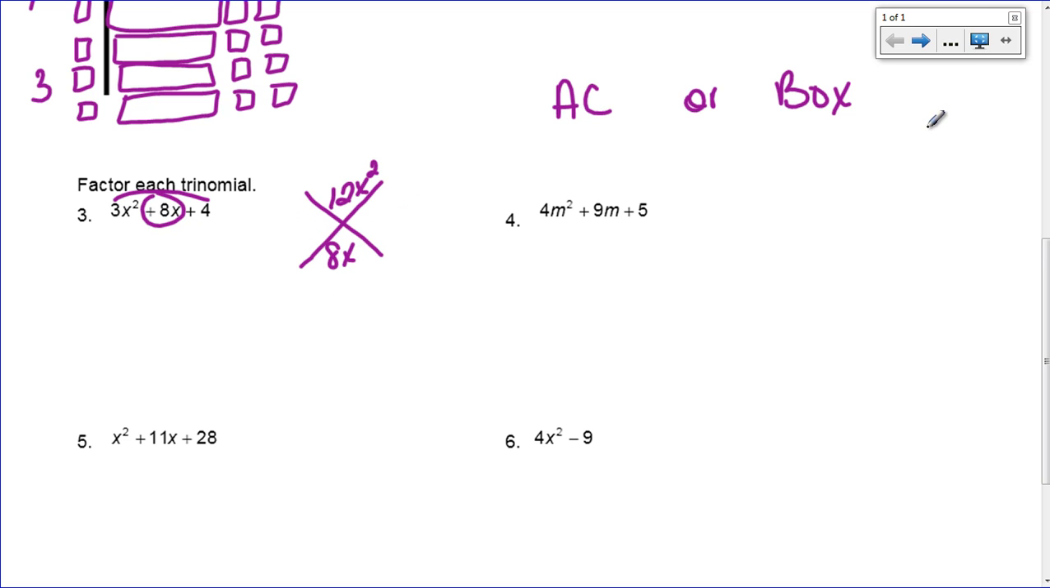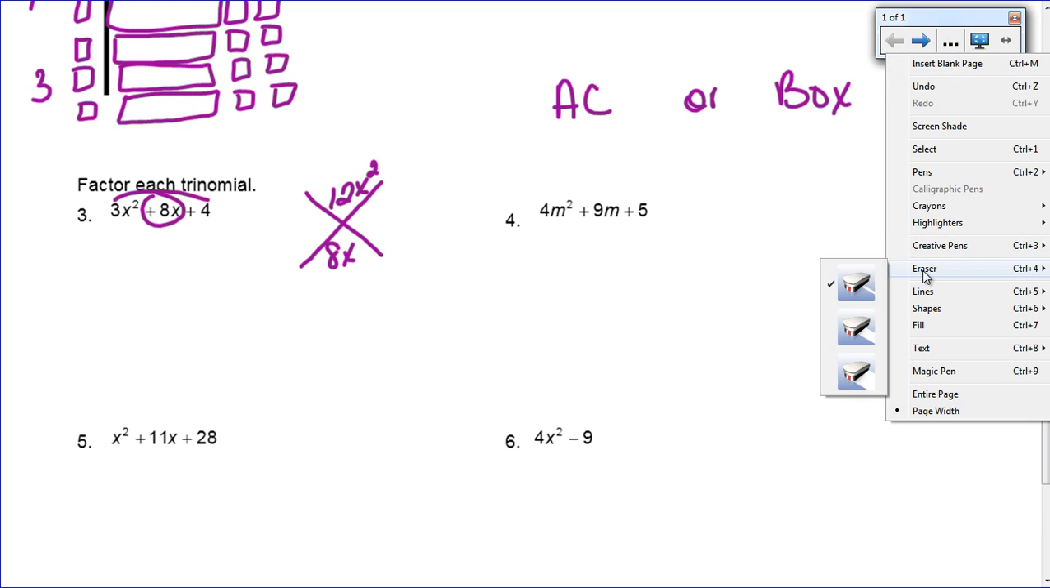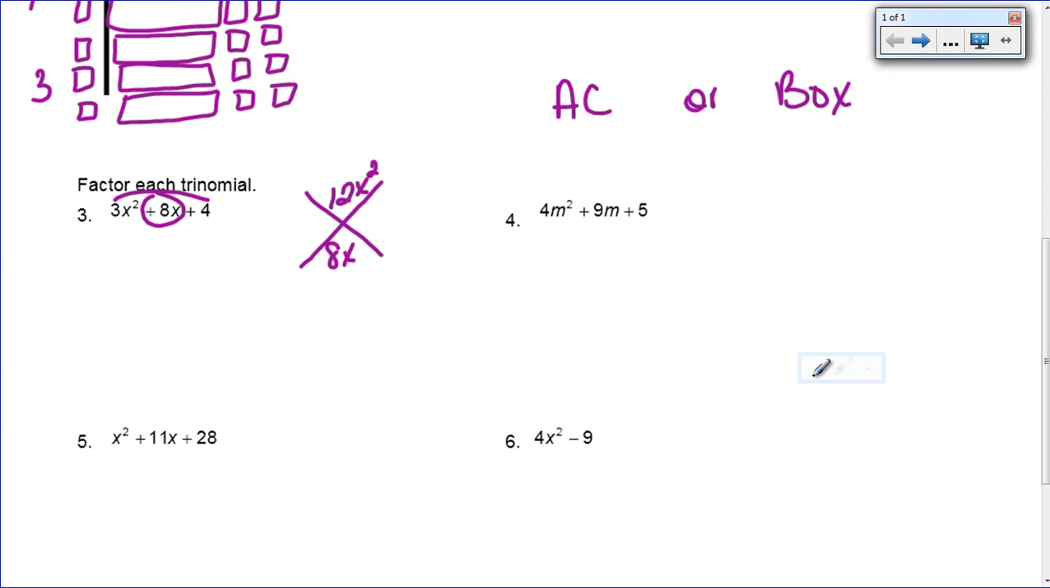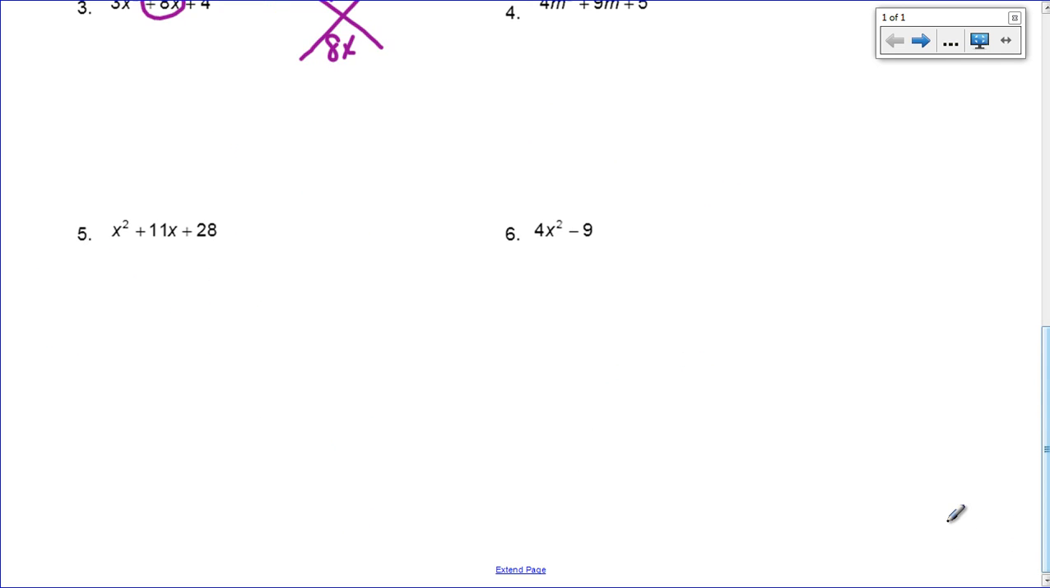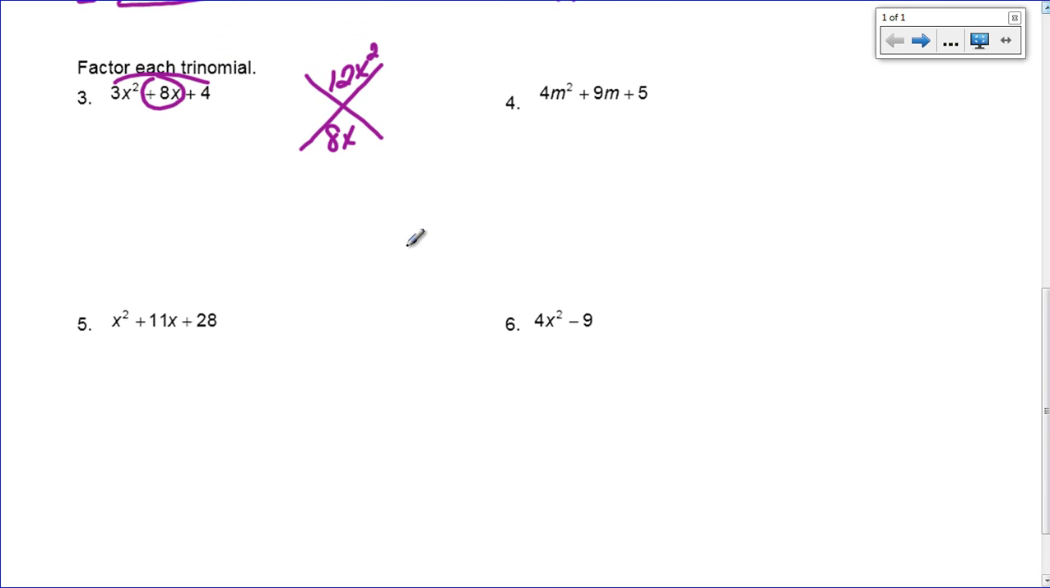What goes here and here are the numbers that I am looking for in order for me to be able to split this up and turn it into something I can factor. I've got to split this 8x up like I did up here when I was making my rectangle. I split this 5x up into the 2x and the 3x. I'm going to do the same thing with this 8x because I need to be able to split it up so I can do the grouping method or the box method in order to factor. So we're going to have to do this. What I need to figure out is what two numbers are going to split up to make this 8x. I've got to come up with two numbers that multiply to make 12 that also add up to equal 8.